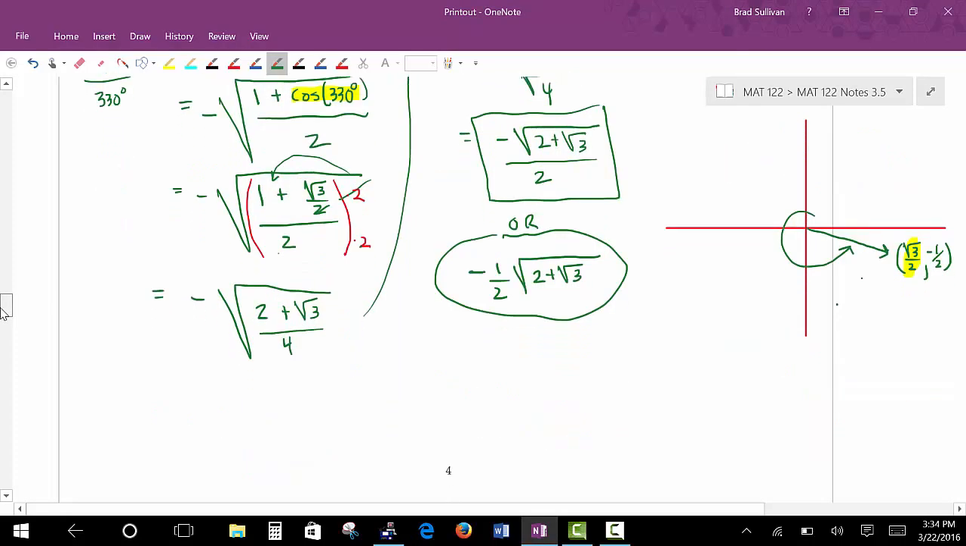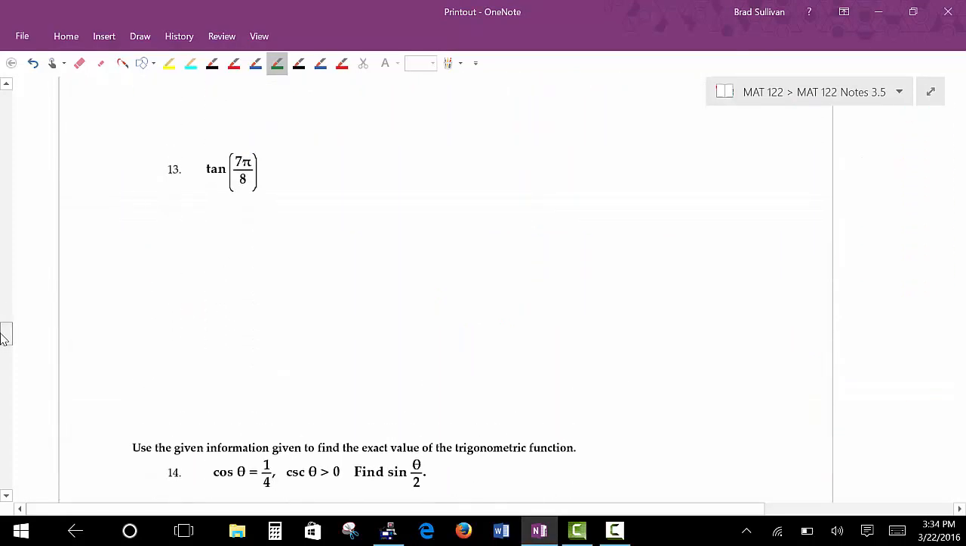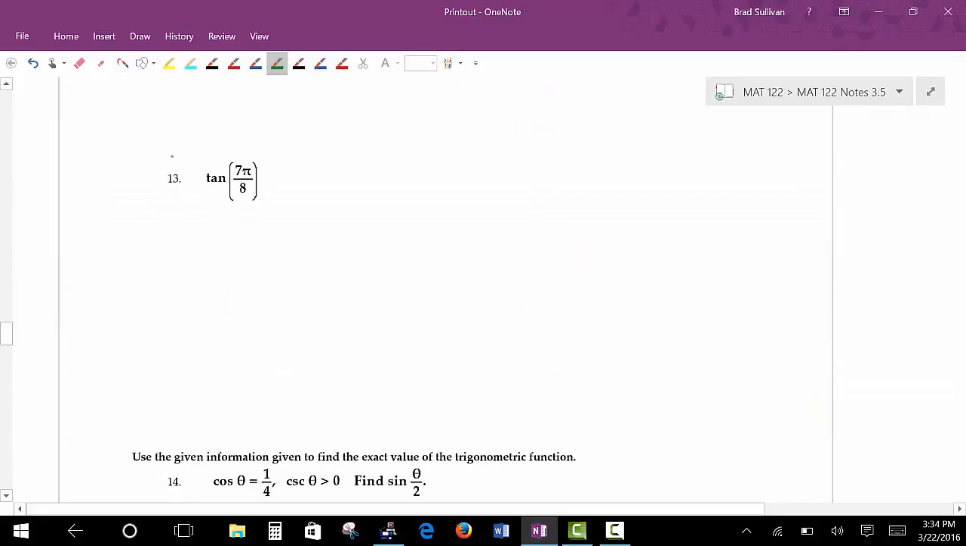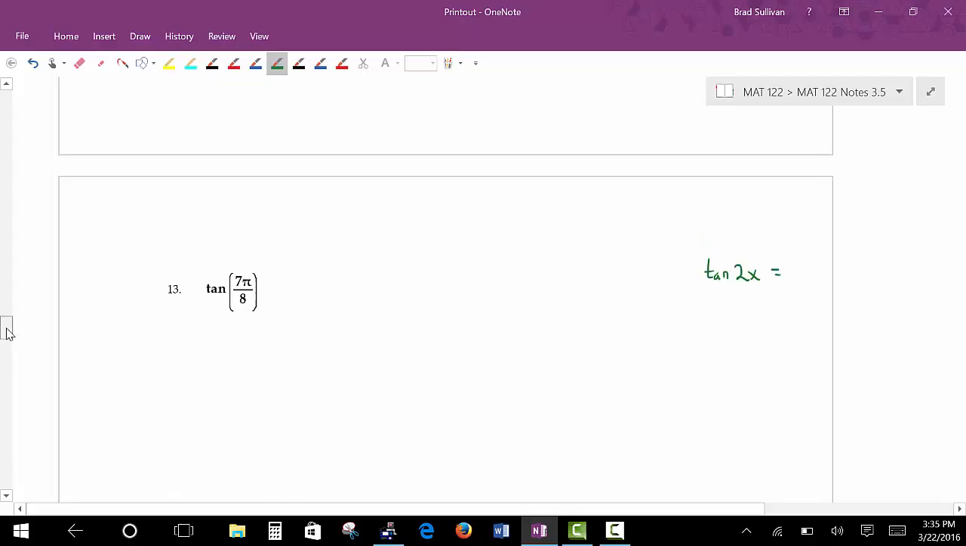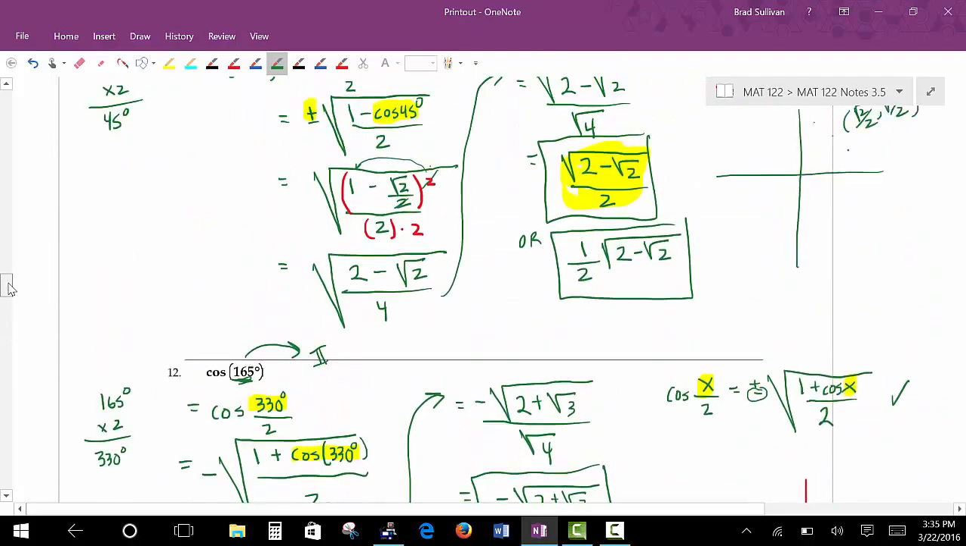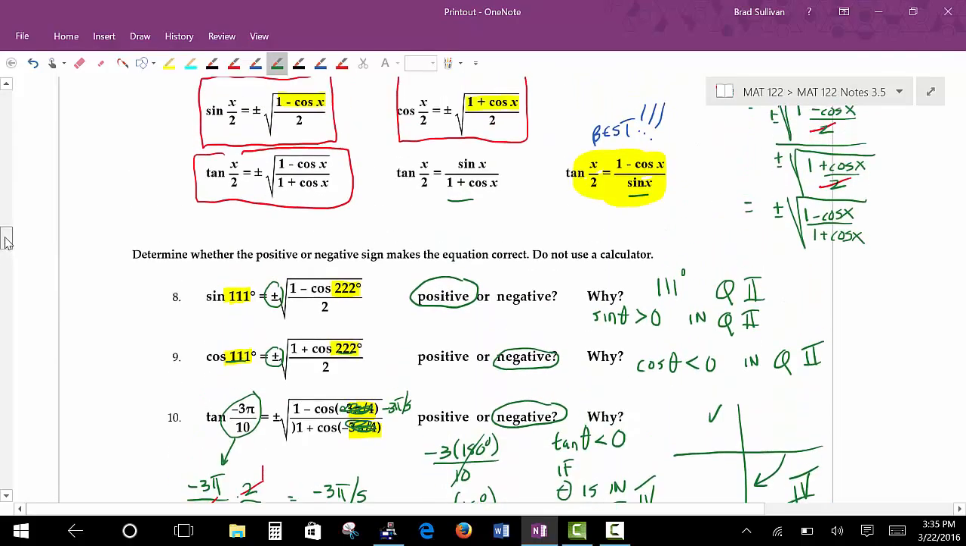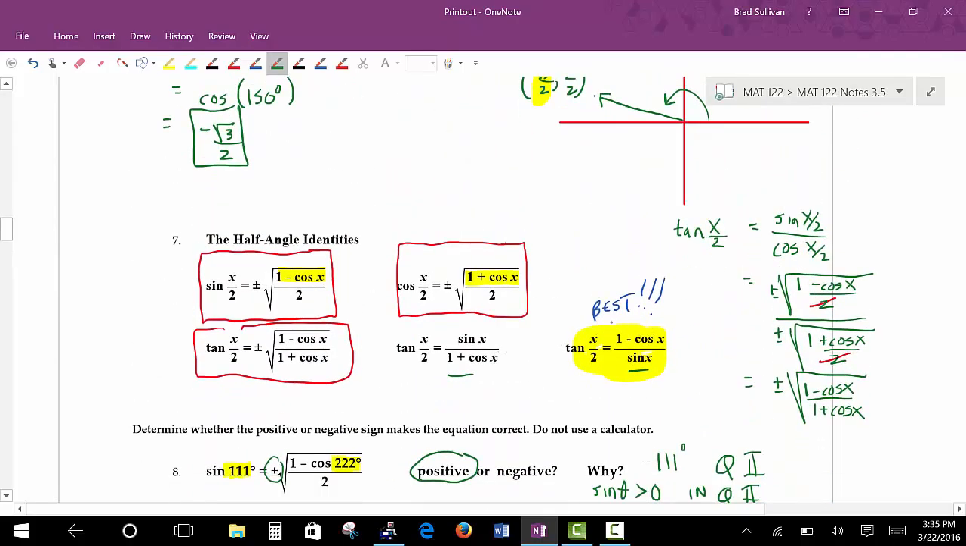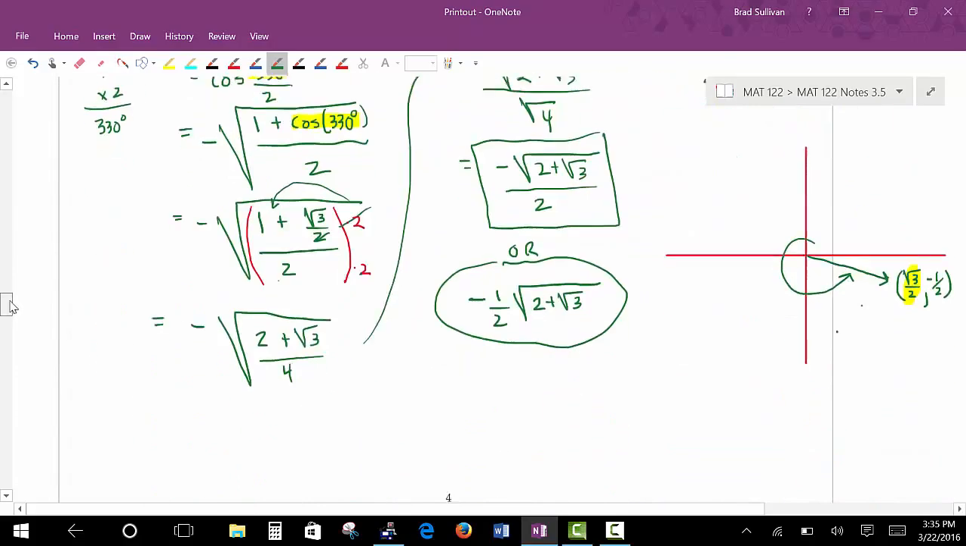Okay, on the next page, let's go ahead and do a tangent identity. So for the tangent, we have this identity, the tangent of x over 2. I'm going to go back and show you what you want to do. You want to be smart in the way you do tangents, seriously. This is the one you want to use, 1 minus cosine over sine. It's so much easier. Don't use any of the other two.